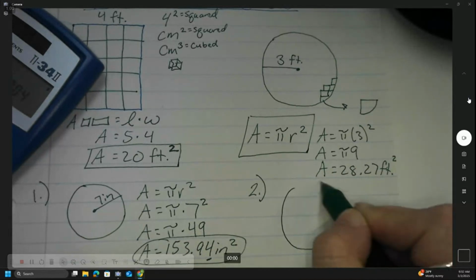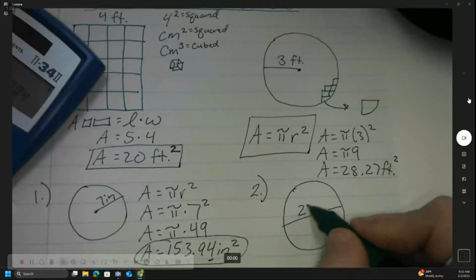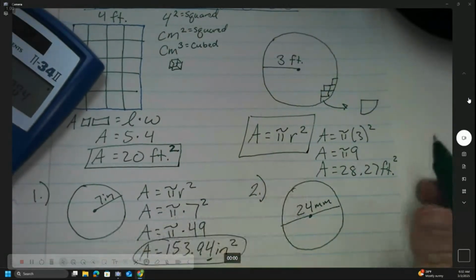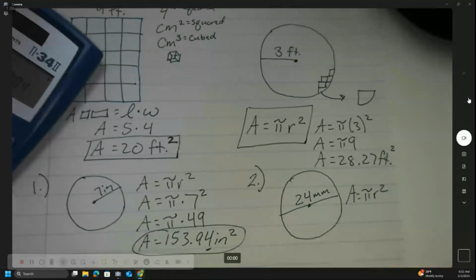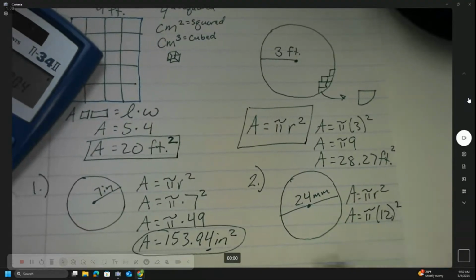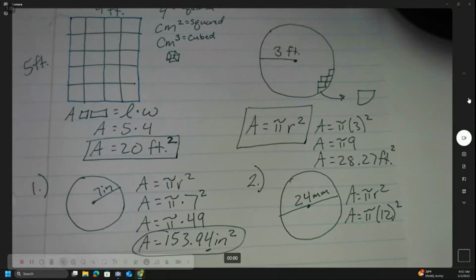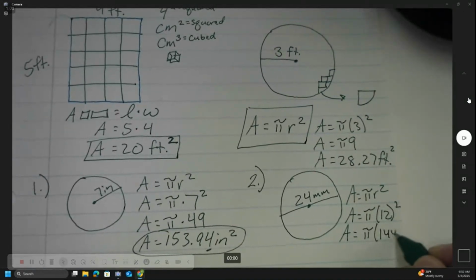Number 2, let's go ahead and give you a diameter this time. If I give you a diameter of 24 millimeters, okay, well, the formula, remember, we need radius. So you got to ask yourself, pi times r squared, what's the radius if our diameter is 24? 12. So that would be 12 squared, right? Now applying the order of operations again, that would be 12 times 12, which we all should know is 144. So now you have the area times pi times 144.